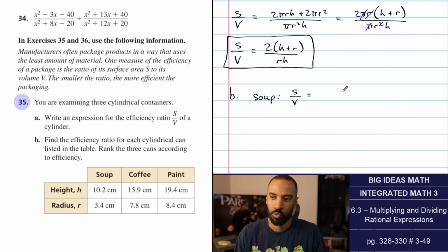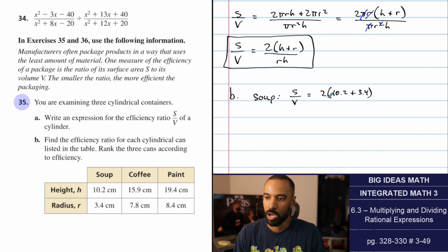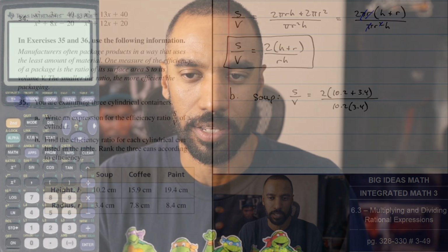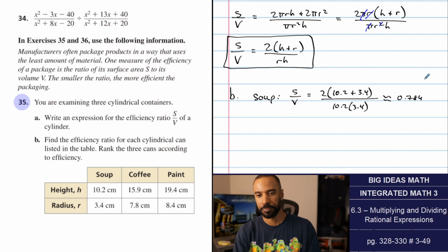Its S over V will be 2 times its height plus its radius all over its height times its radius. Doesn't matter which way we write it. I got to use the calculator for this one, so let's go to it at least for this question. And I got 2. Oh, it's not working. Hold on. Reset. All right, 2 times 10.2. All right, here's the tricky part for you if you're doing this all in one step. When you divide, put parentheses around this part when you do the multiplication. I mean the whole thing. Just do 10.2 times 3.4 straight up in parentheses. Make sure that that works that way. I get 0.784. I'll just do 3 decimal places. 0.784 surface area to volume for the first one.